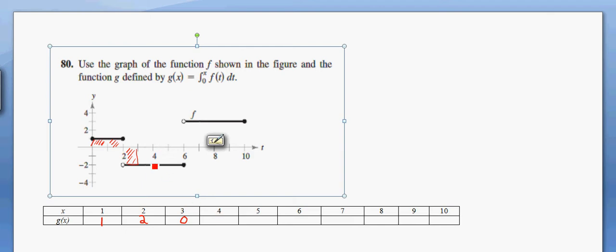So g of 4 is going to be the integral from 0 to 4.